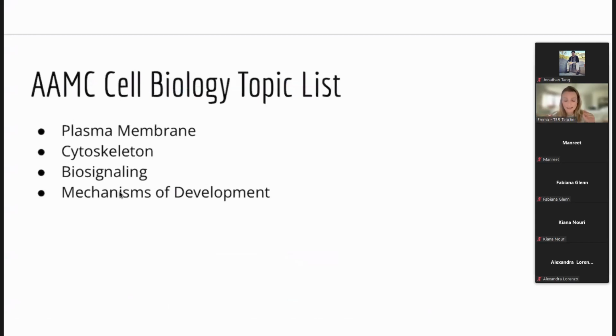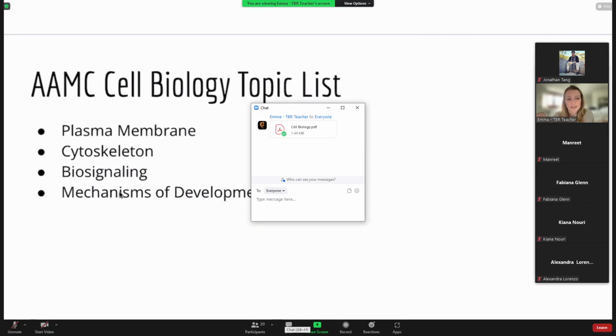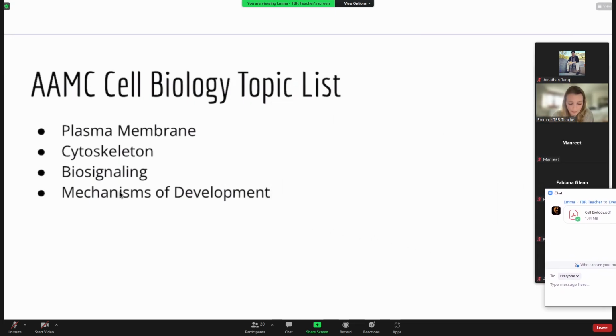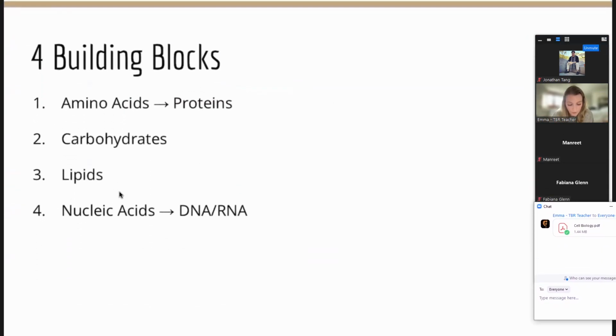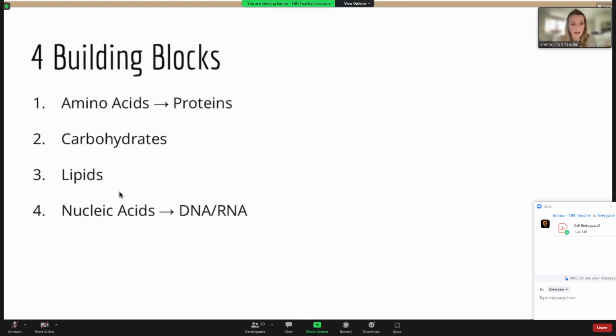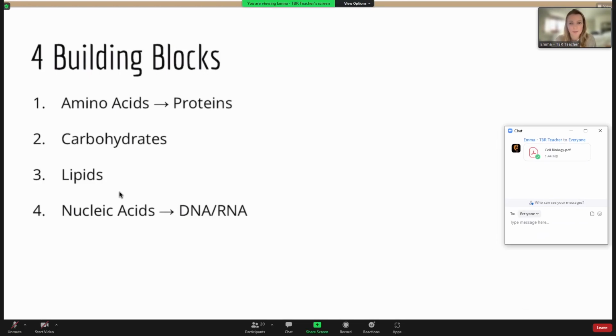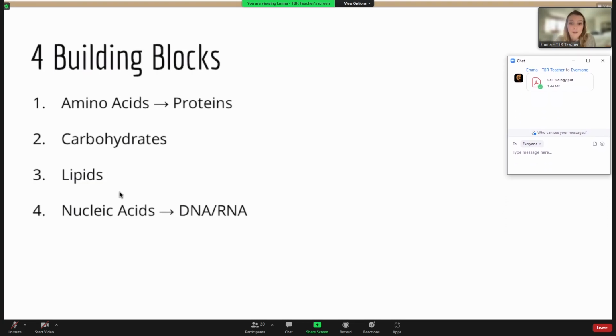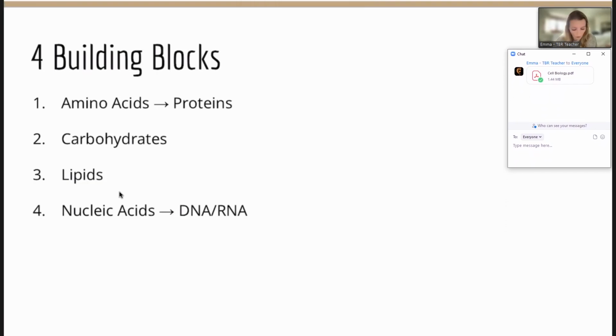The cytoskeleton of the cell, biosignaling, which is basically like cells texting each other in a way, and the mechanisms of actual cell development. So continually when we come and think about what is life, what are cells made out of, what are we kind of looking at, our four building blocks are continually going to come back to amino acids, which are going to help us build proteins, carbohydrates, which are going to obviously be part of sugar.